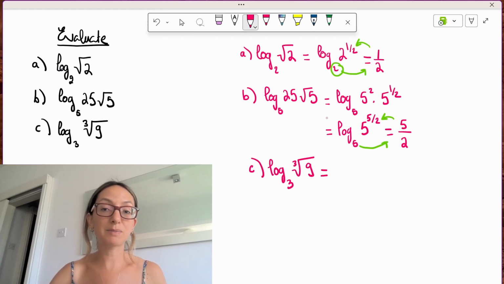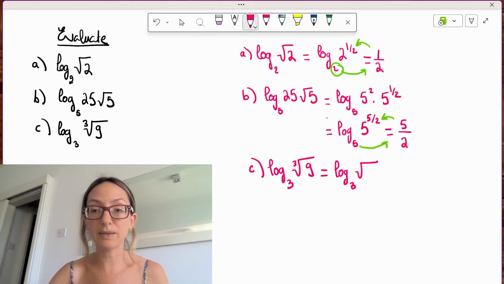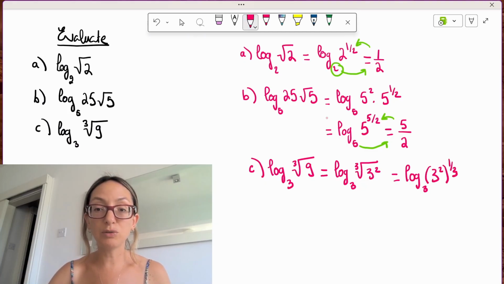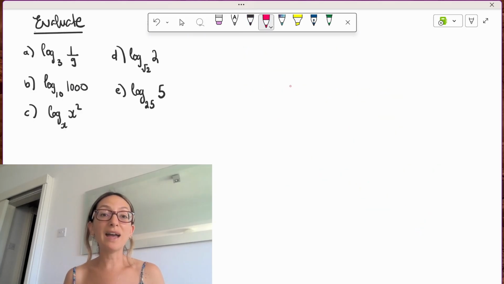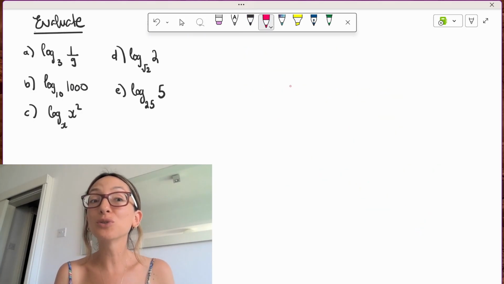Again, 9 can be expressed as a power of 3. 9 is simply just 3 squared. So let's just write this as 3 squared. And now the cubic root is the same as a power of a third. So we can substitute that. So this is 3 squared, all to the power of a third. And finally, we can use the law of multiplying the powers. So log base 3 of 3 to the power of 2 over 3. And again, the answer is simple here. It's 2 over 3.